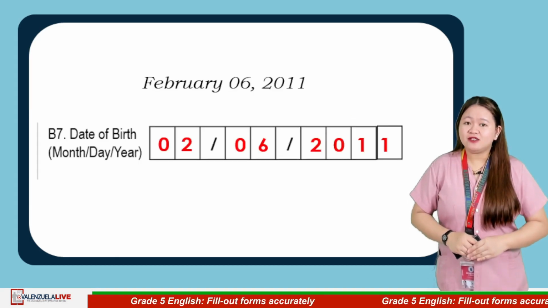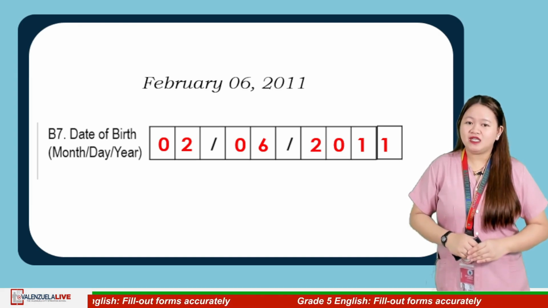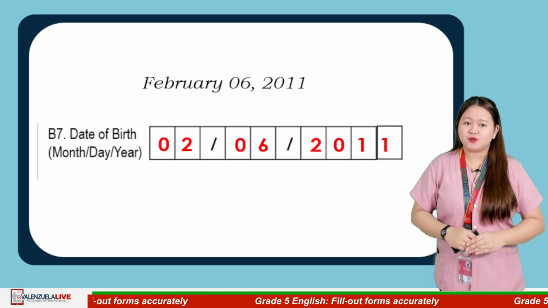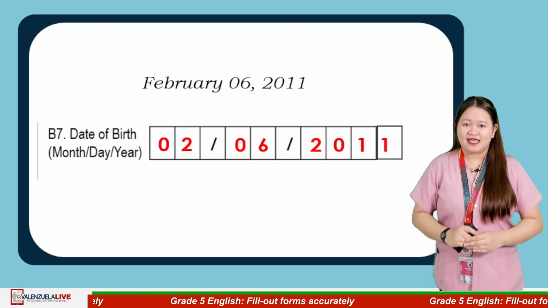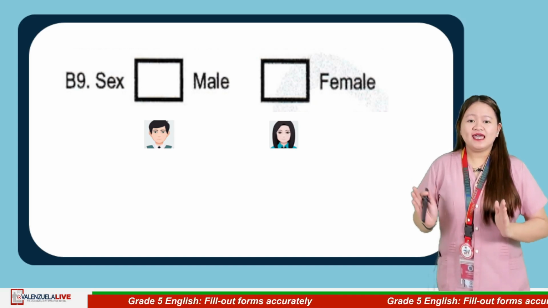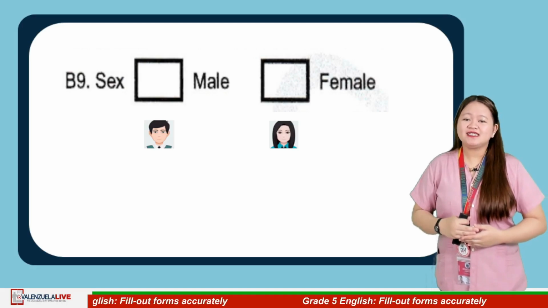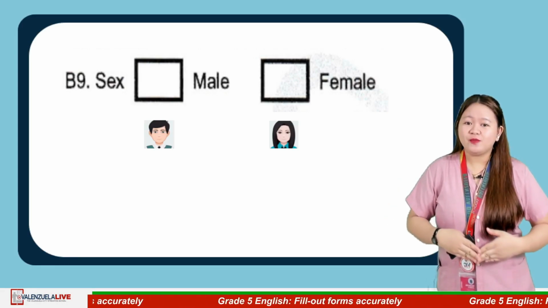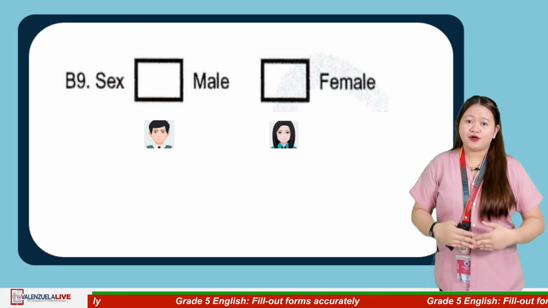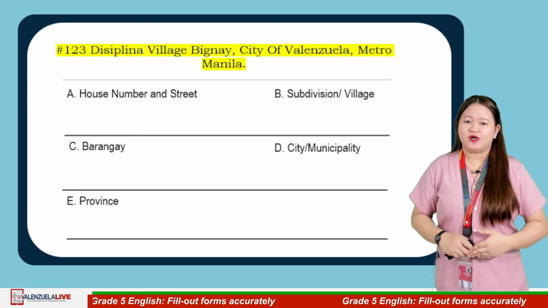Example, the date of your birthday is February 6, 2011. We need to write it as 02-06-2011. Next, we have the sex or the gender. It is either you are a boy or a girl, male for boy and female for girl. Next, we have the address part.